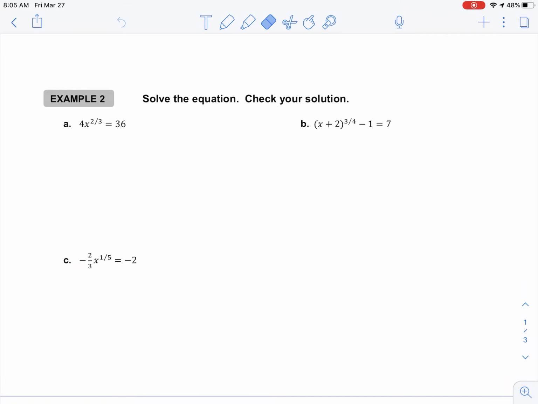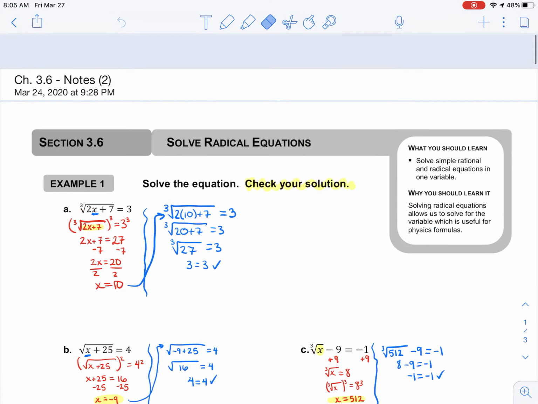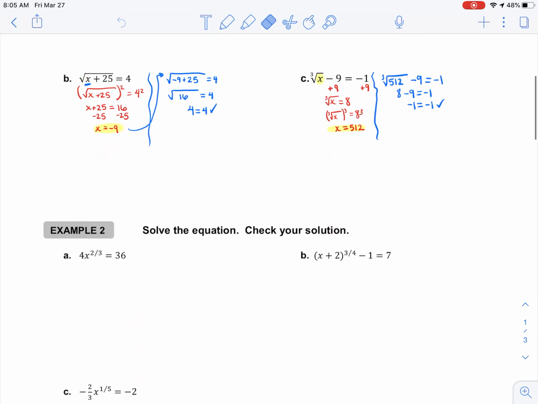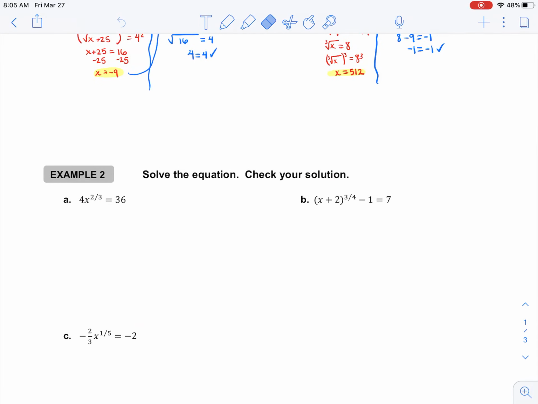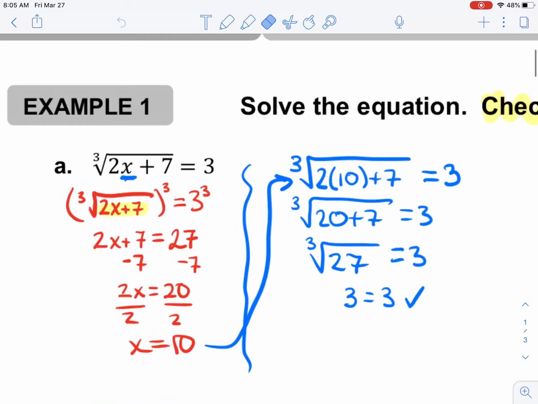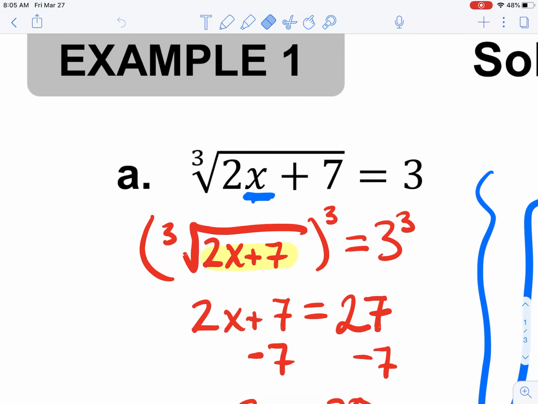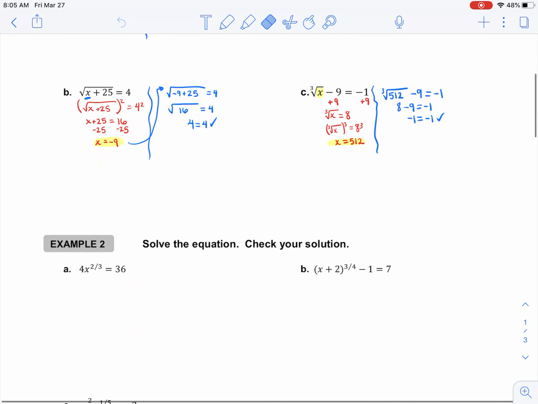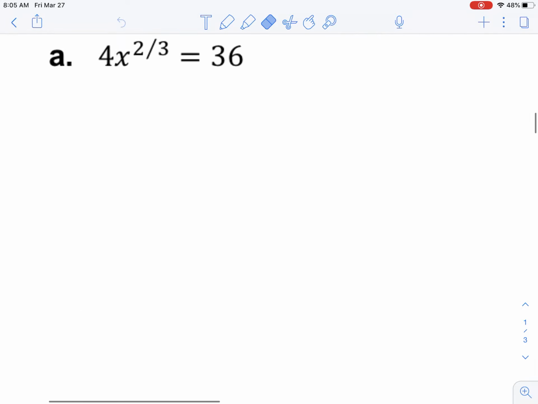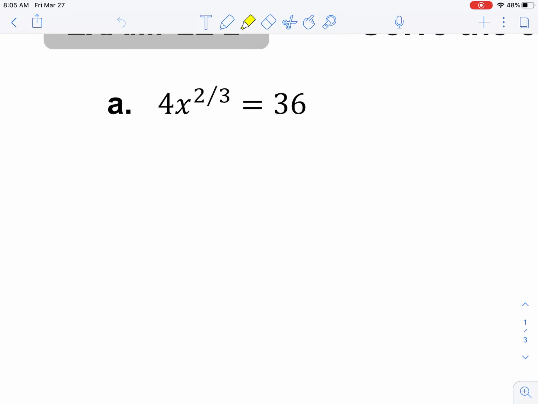Alright, today we're going to continue working on our section 3.6. I'm looking at example 2 now. So in example 1, we had a radical where we actually had the root written out. In example 2, we're going to be working with our fraction exponents.